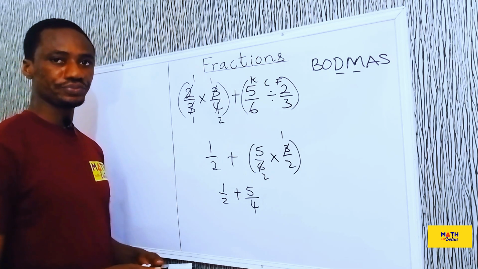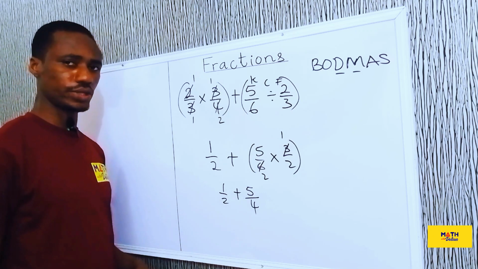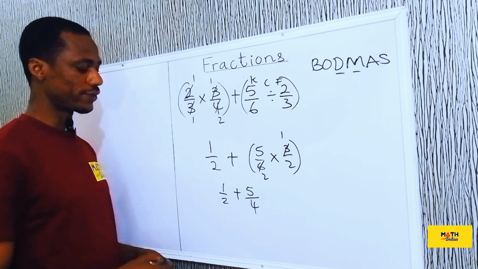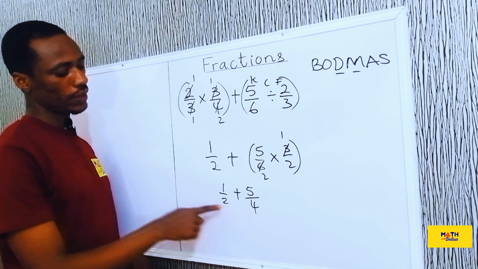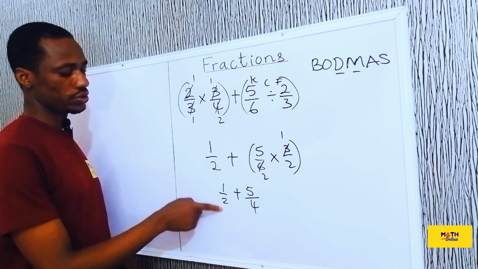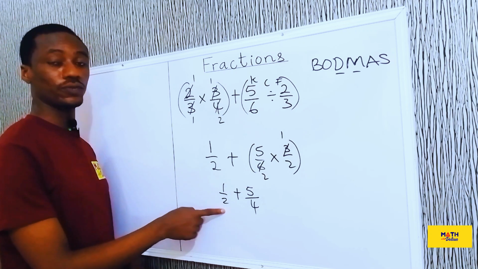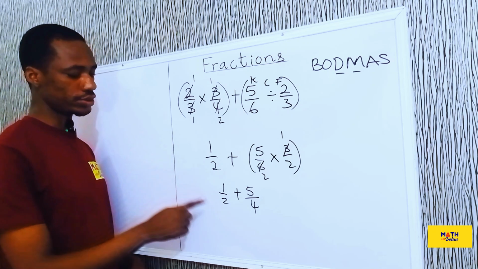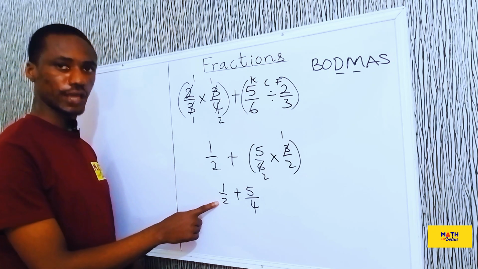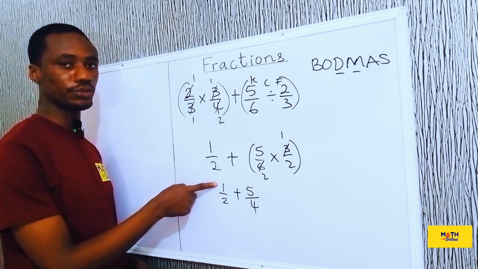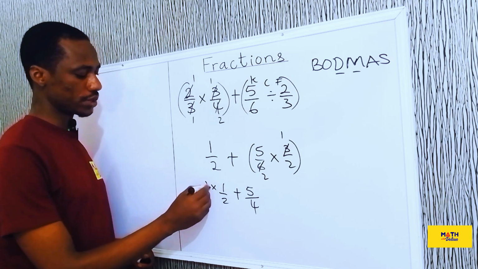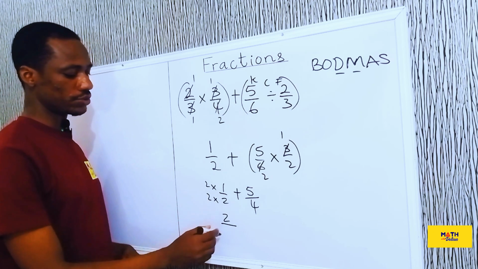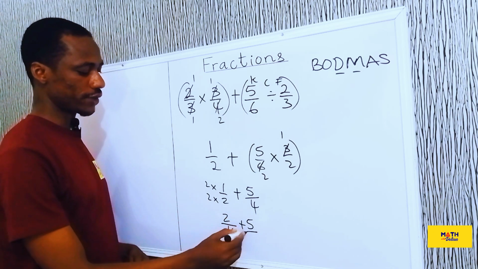So we check which method we would like to use: the butterfly, the LCM, or the equivalent fraction. I want to use the equivalent fraction method here. I see 4 and I see 2, so all I need to do is generate an equivalent fraction of 1 over 2 such that the denominator will be 4. What do I use to multiply 2 to get 4? That's 2. So I use the same 2 to multiply the numerator. So 2 times 1 is 2, and 2 times 2 is 4, and then 5 over 4.